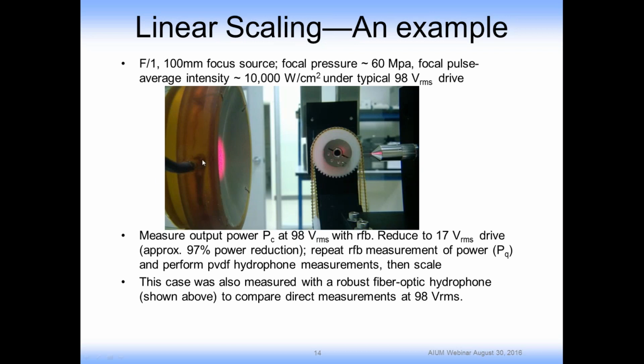And that's what's shown here on the left. This was measured, as I said, for total output power at around 100 volts RMS with a radiation force balance, so we could get the total output power of around 100 watts in this case. Then the driving voltage was reduced to 17 volts RMS. That's basically around a 97% power reduction. Power measurements were repeated in order to help with the scaling, as we'll discuss later on.